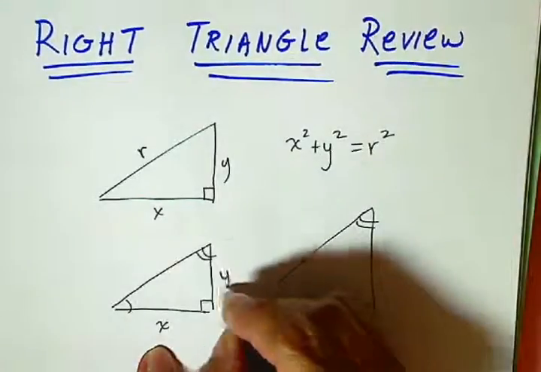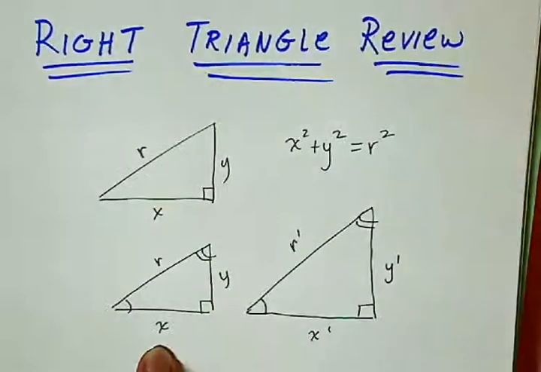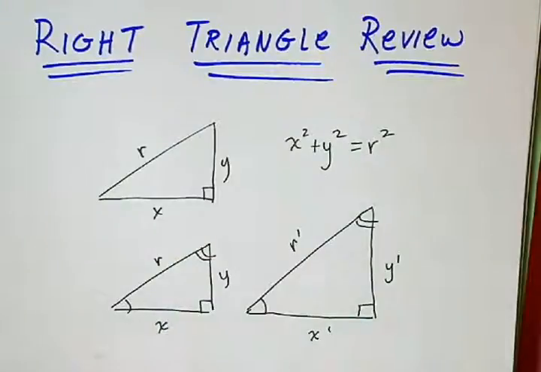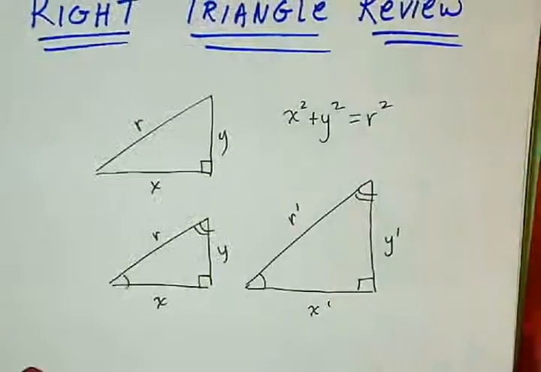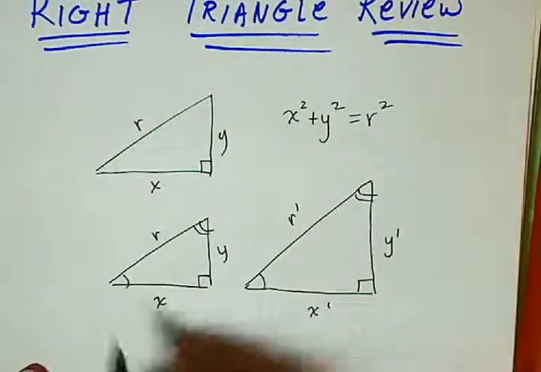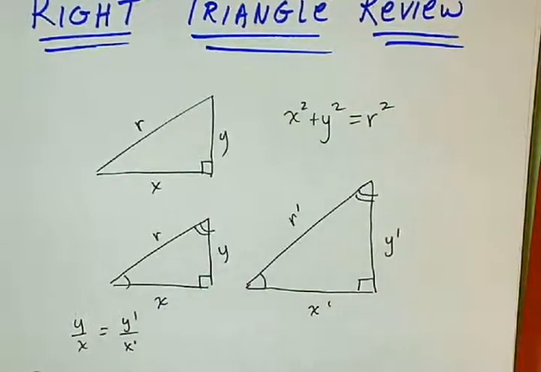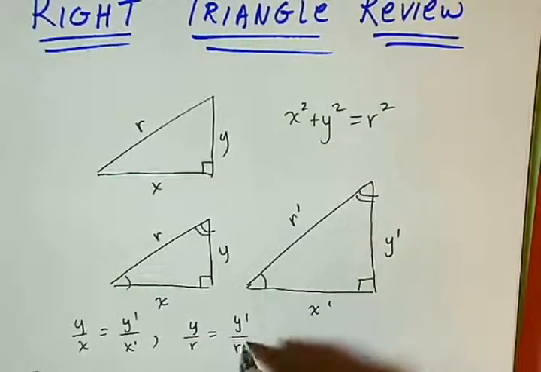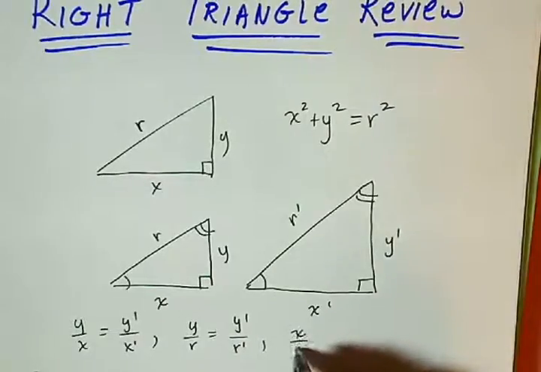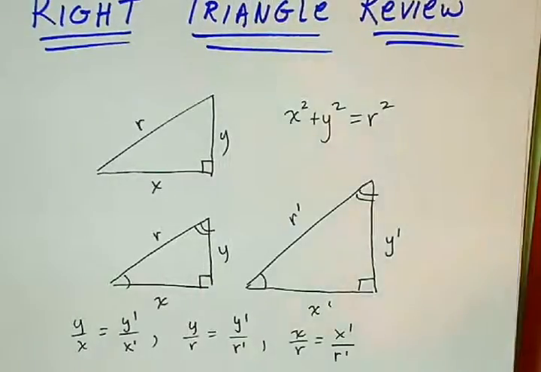So this is X, this is Y, this is R. We could call this X prime, Y prime, R prime. Now, again, the sides are not the same length in similar triangles, but because their angles are, the ratios of their sides are the same. So what that means is Y is to X as Y prime is to X prime. Y is to R as Y prime is to R prime. And X is to R as X prime is to R prime. These ratios are so important that we actually give them names.